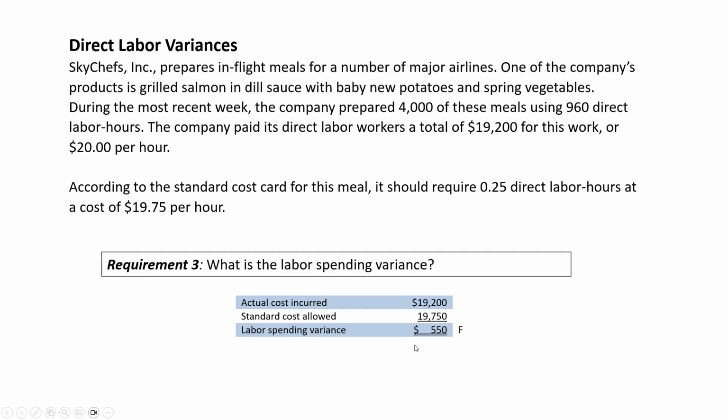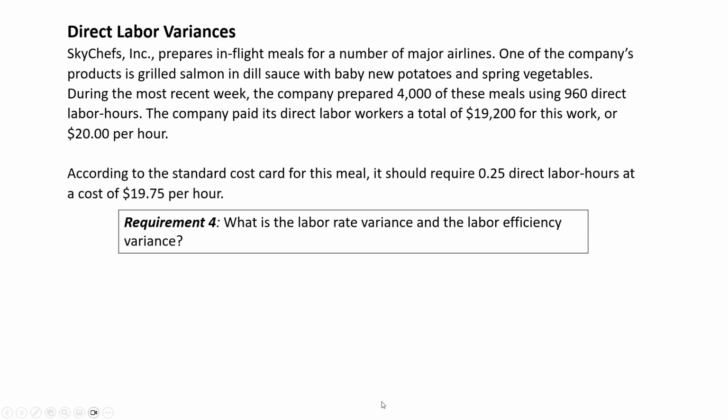Our labor spending variance is $550 favorable. We spent less than we anticipated spending, so $550 favorable. That's nice to know, but similar to materials, let's break that down to be more useful between a quantity and price variance. However, like in many things in accounting, to make it a little bit more tricky, let's just change the language a little bit, but ultimately we're calculating the same thing.